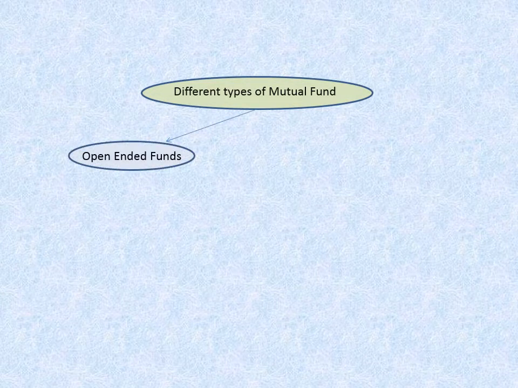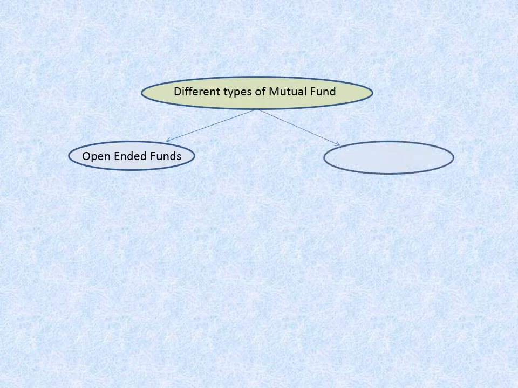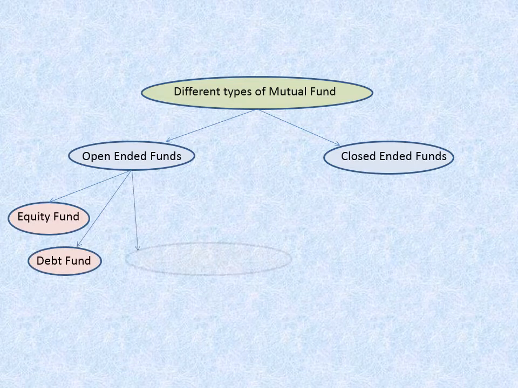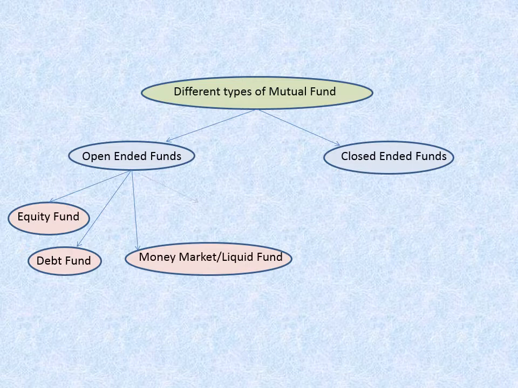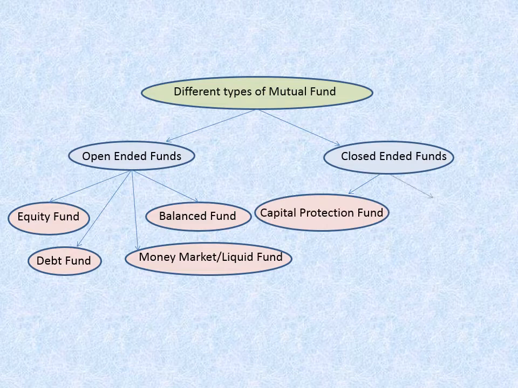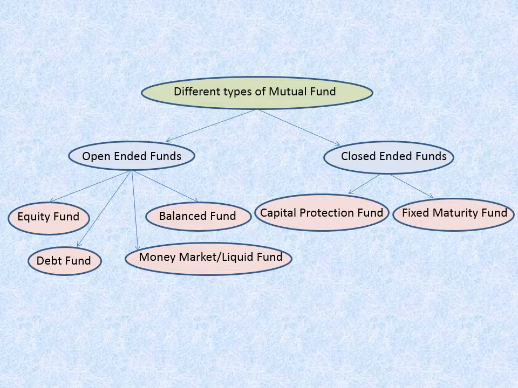Mutual funds can be broadly divided into open-ended funds and closed-ended funds. Open-ended funds can further be divided into equity fund, debt fund, balance fund, and money market or liquid fund, while closed-ended funds can be divided into capital protection fund and fixed maturity fund. Let us go into the details.